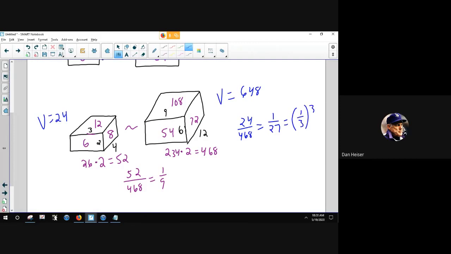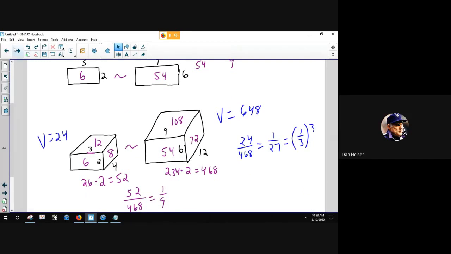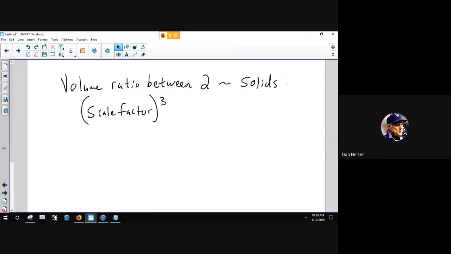1/27 is our original scale factor cubed, making for a very nice relationship all the way around. Going back to the beginning, we took our original scale factor 1 to 3, squared it to get an area ratio. Now we cube it to get a volume ratio. The volume ratio between two similar solids is simply our scale factor cubed.